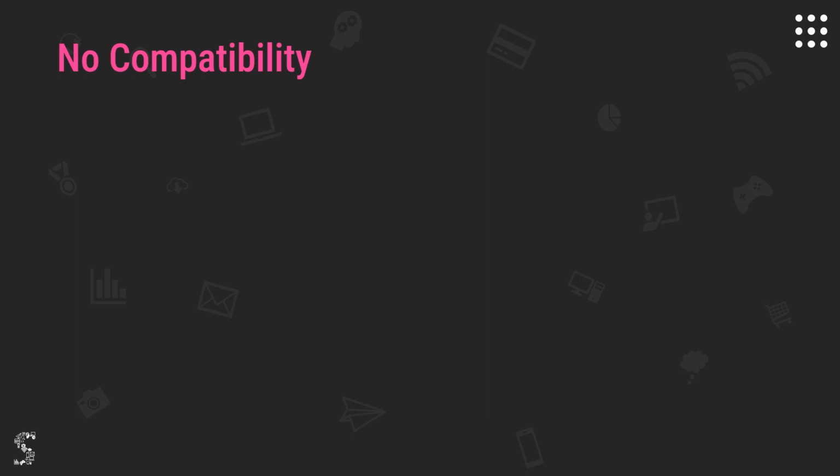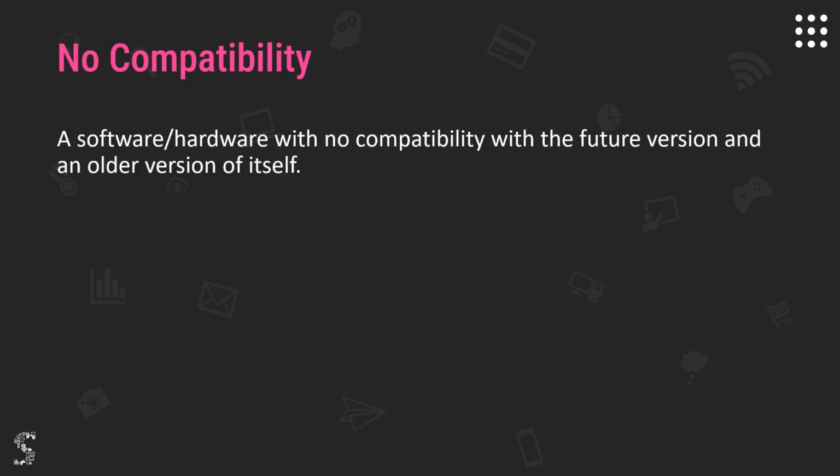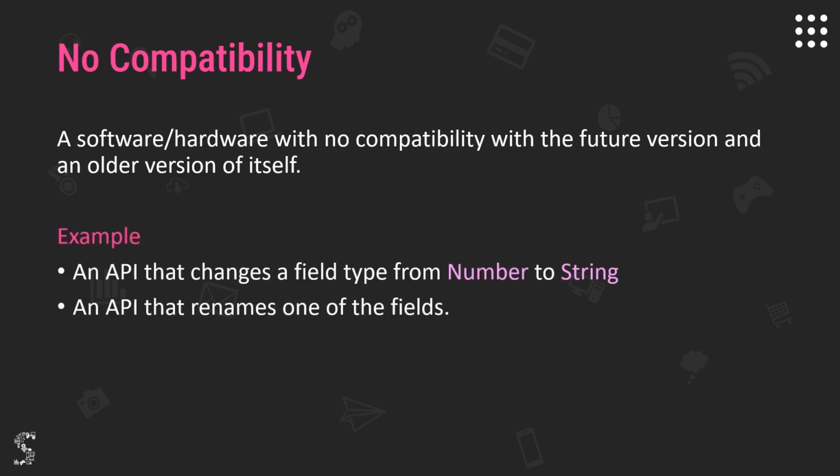No compatibility means that software or hardware doesn't have compatibility at all, so it is disabled. For example, if we have an API and then we change a field type from number to string, or we rename one of the fields in the payload, it's a breaking change, so it doesn't have compatibility with the previous or the next version of itself.